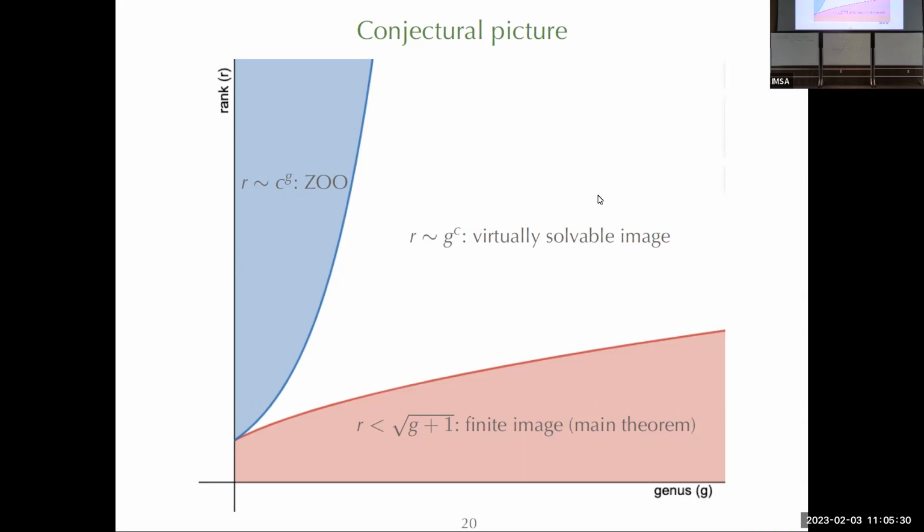So okay, one conjecture you might make is that the picture looks like this. In this main theorem, we show that if R is small and our representation has finite orbit, then it has finite image. You could ask, if you additionally assume the representation is semi-simple, can you improve this bound? I think that's very plausible.